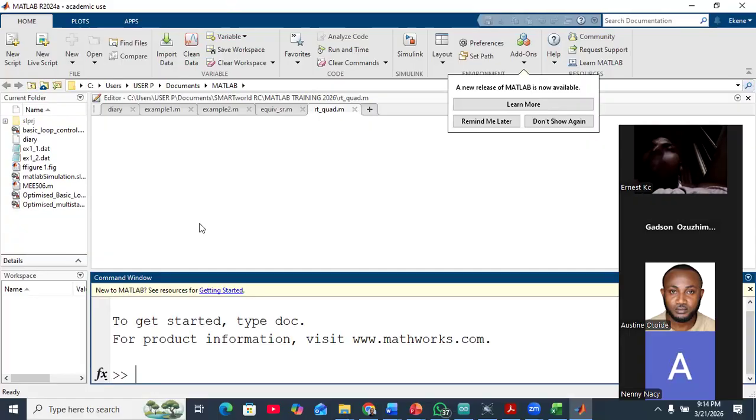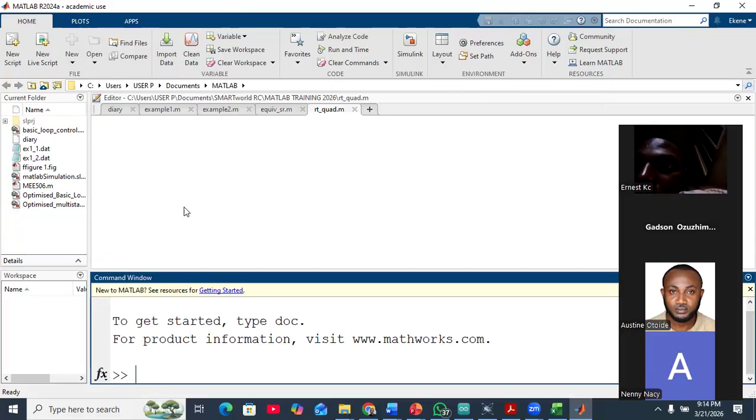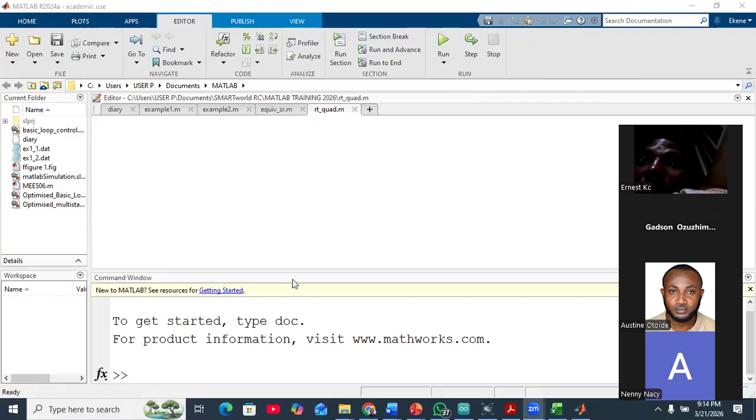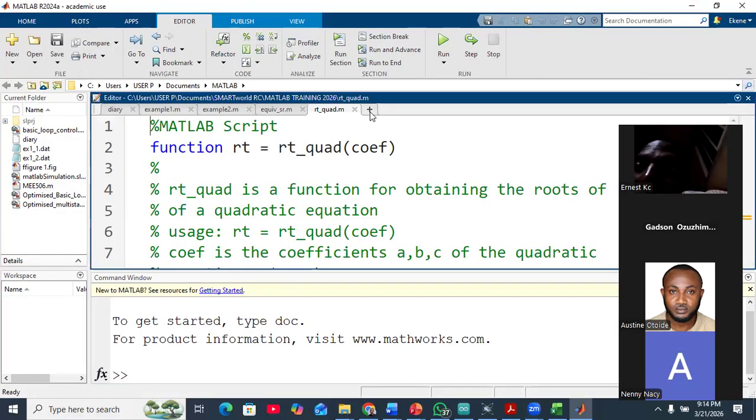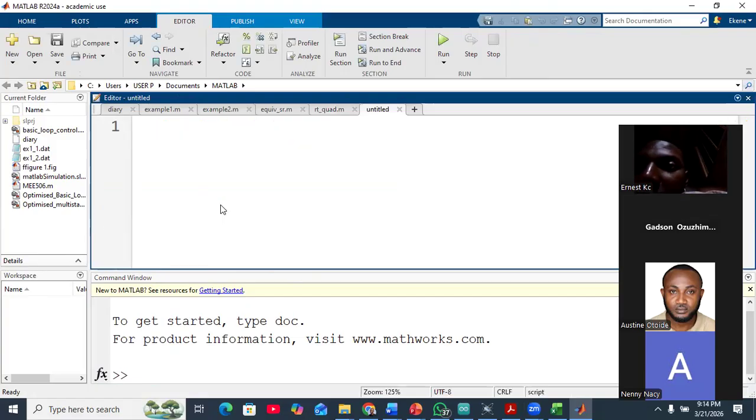Now we have open MATLAB. Can you see my MATLAB environment? Yes, sir. So I open M5. This course is not teaching you MATLAB. I'm just making mention of what you should know as a student that is doing your master's. Even if you travel abroad to do your master's, one of the basic software you must know is MATLAB. You can't run away from it. They will give you assignments that will force you to learn it.